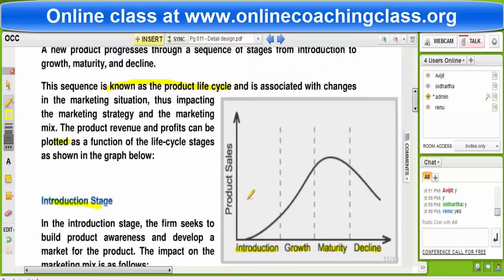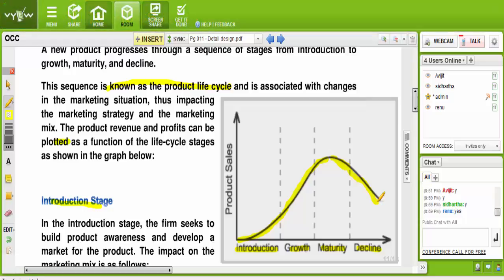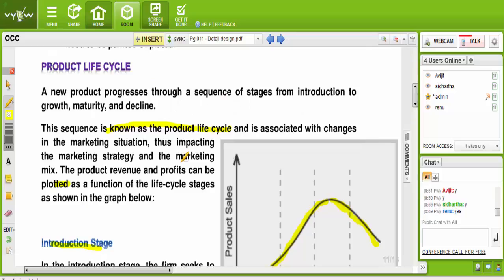Everything is in this graph. See, in introduction, when advertising starts, this product's demand is increasing. Now in the growth stage it is again increasing. In the maturity stage it reaches the maximum point, and after that maturity stage, this product goes to a lower end. It is called the decline stage, and after the decline stage you should discontinue the product, and it is a complete product life cycle.